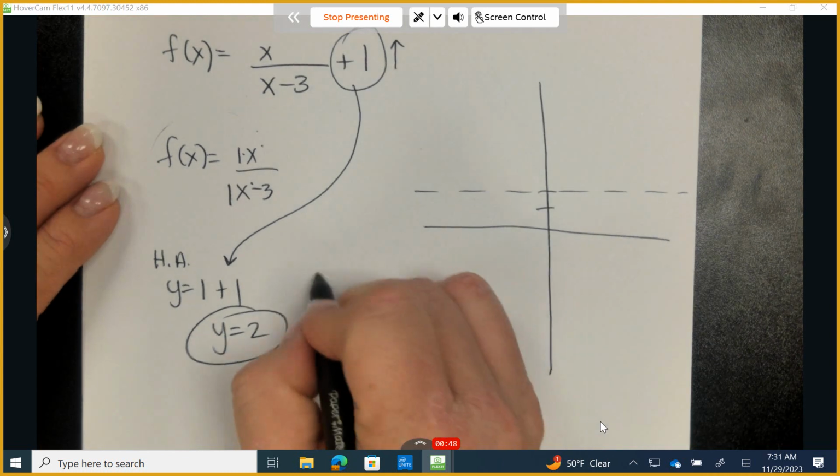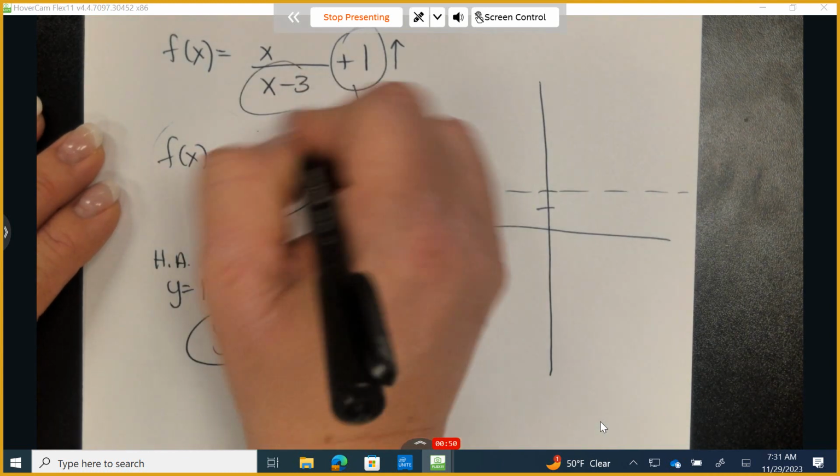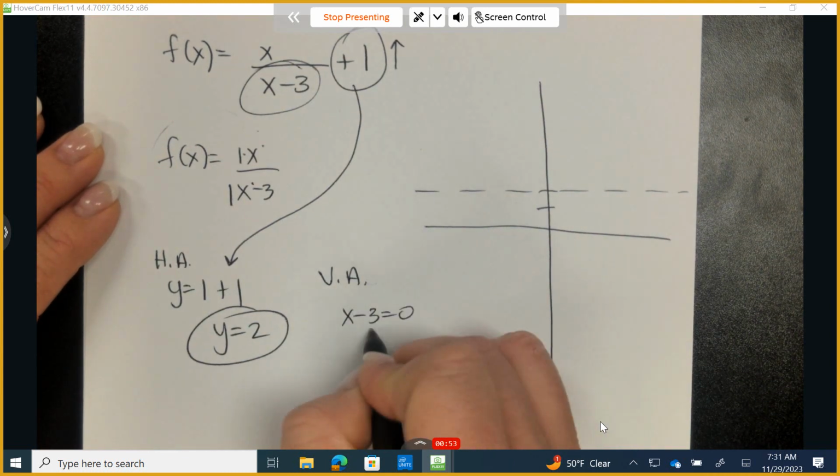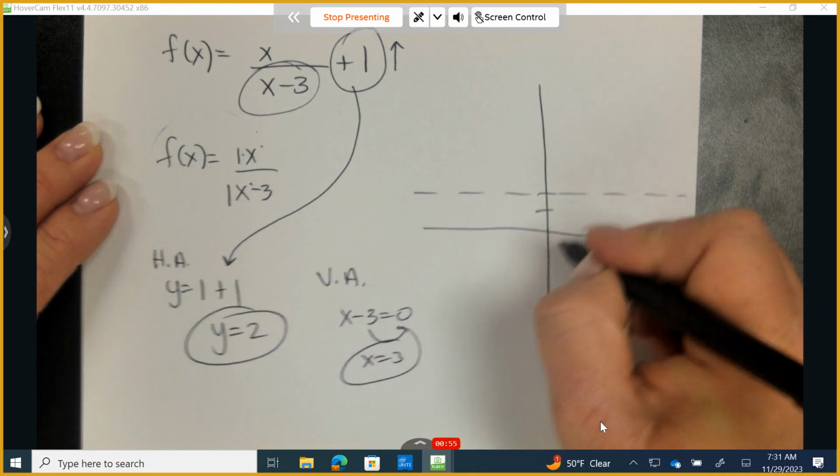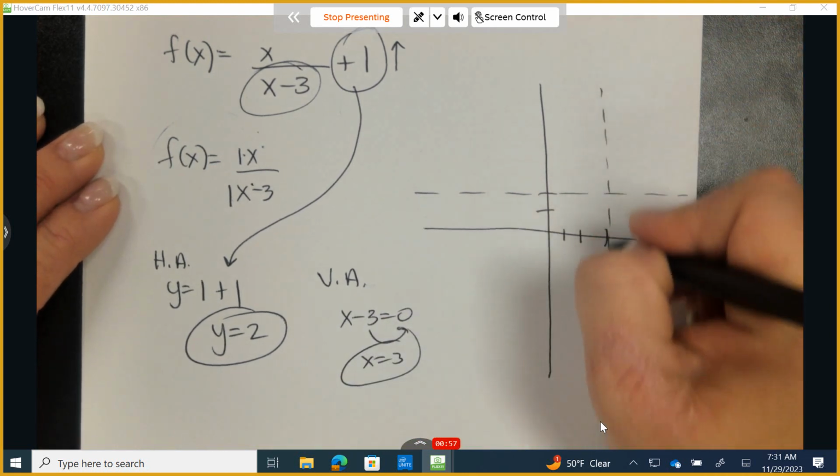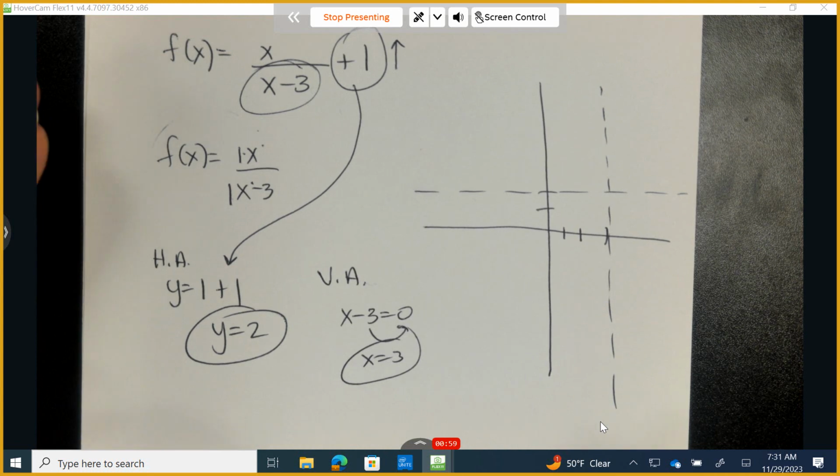Now how do we figure out the vertical asymptote? The vertical asymptote is we're going to take the denominator and we're going to set it equal to 0. I'm adding 3 to the opposite side, and I get x equals 3. Simple enough. Now we were asked to do this without a calculator.